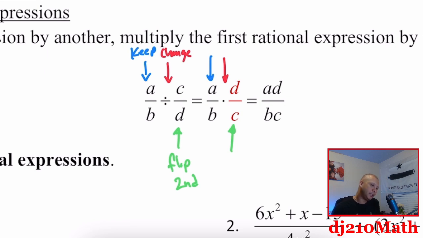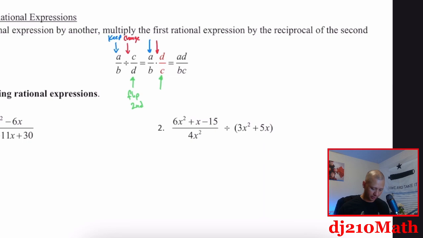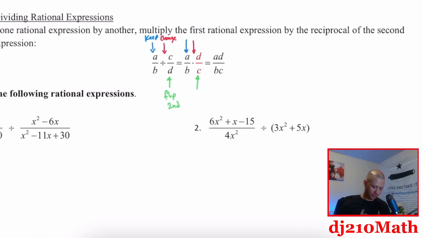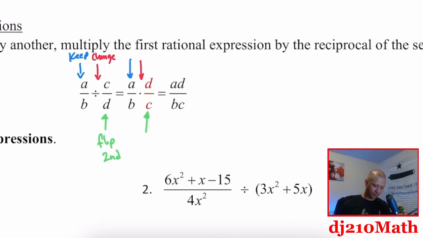So instead of C over D, it's D over C, and then you multiply. So now here is a very, very important note. There's a very important note.